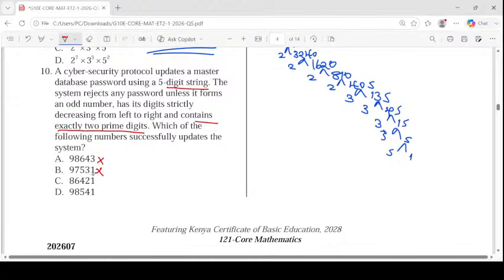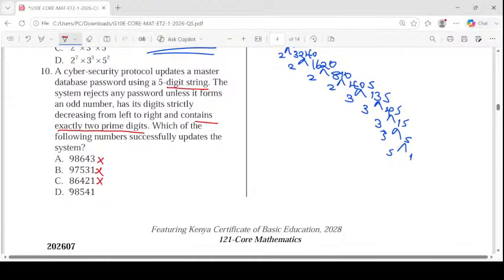Because 1 is not a prime number. Choice C. When you look at these and the conditions: all the digits decreasing, yes. Odd number, yes. Exactly 2 prime digits, no, because the only prime digit here is 2. So this one is also out.